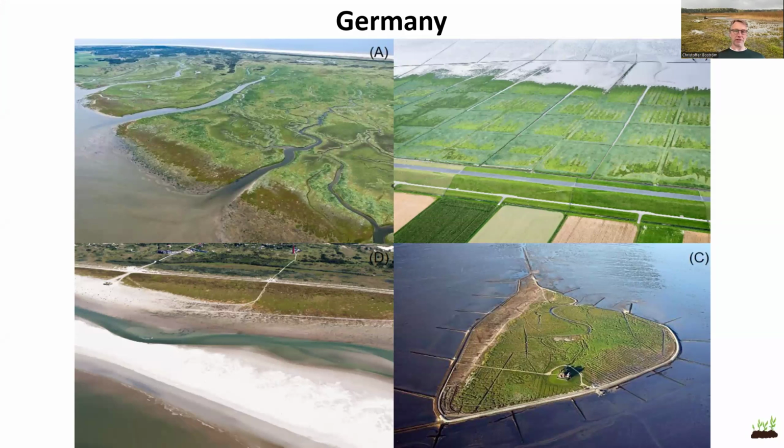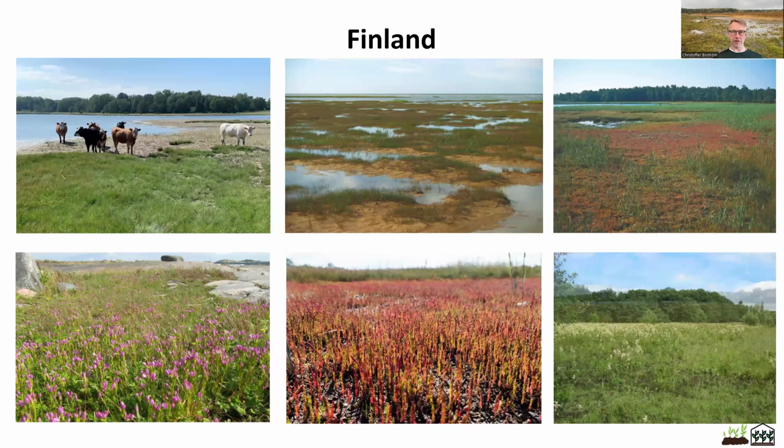So starting off with how do they look? This is my first example, which comes from Germany. We have fully saline tidal marshes in the southern Baltic Sea, shown here in these different examples. Next slide. In Finland, we also have a very diverse set of coastal marshes. They are grazed by cows or sheep. They might be vast wetlands, they might be on the mainland, they might be small coastal meadows in the archipelago, and so forth. So very, very diverse in how they look and function. Next.